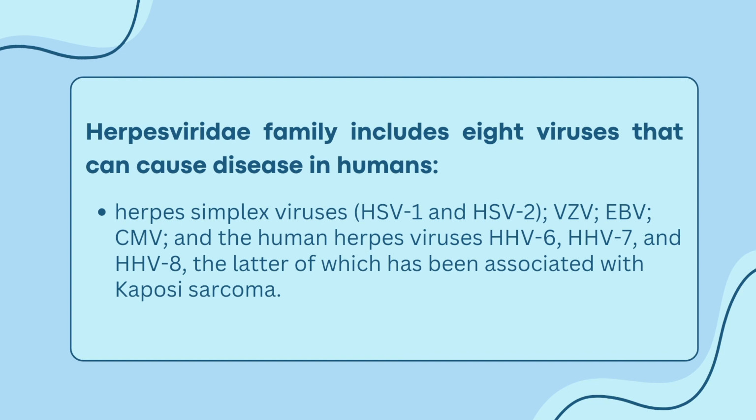These are herpes simplex virus or HSV-1 and HSV-2, VZV, EBV, CMV, and the human herpesviruses HHV-6, HHV-7, and HHV-8, the latter of which has been associated with Kaposi sarcoma. This section represents the clinical manifestation and laboratory diagnosis of some of these viruses.